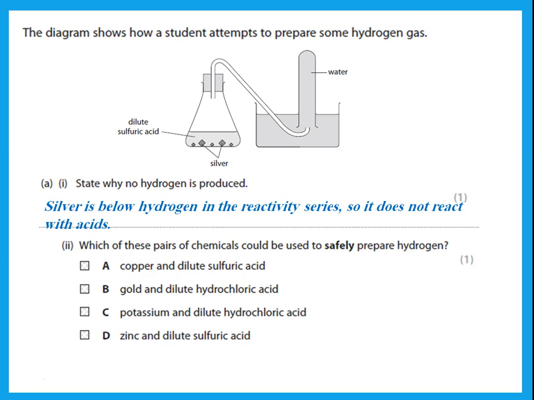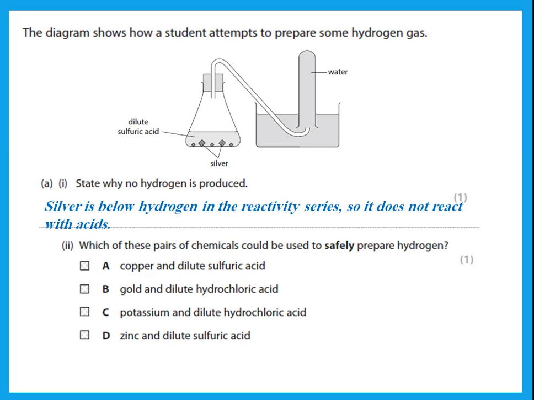Which of these pairs of chemicals could be used to safely prepare hydrogen? To prepare hydrogen, that means they have to react with the acid to form hydrogen. And I don't want it to be too vigorous because he wants it safe. So the first option here, A, says copper and acid. Remember that we said both copper and gold and silver are below hydrogen in the electrochemical series or the reactivity series, so they will not react with acids or with water.